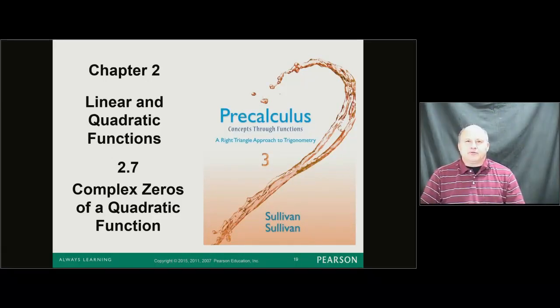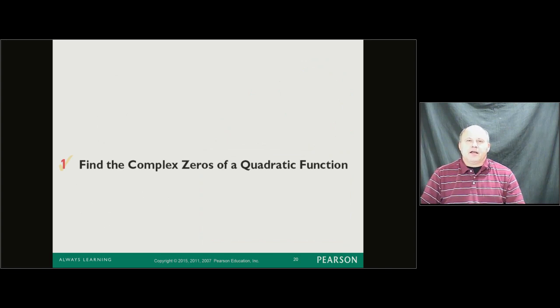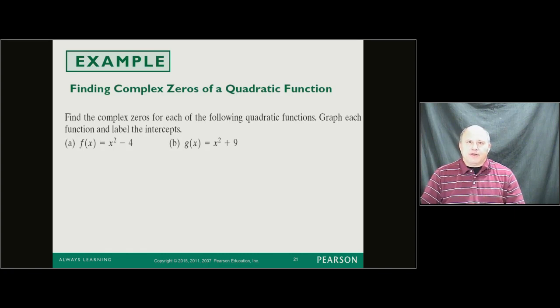All right, this video deals with 2.7, and so let's begin. We're going to find the complex zeros of a quadratic function. So finding the complex zeros of each of the following, and we're going to graph each function and label the intercepts. All right, so if you have f of x equals x squared minus 4, this is what the graph looks like. So the x-intercepts are going to be at plus or minus 2, comma 0.